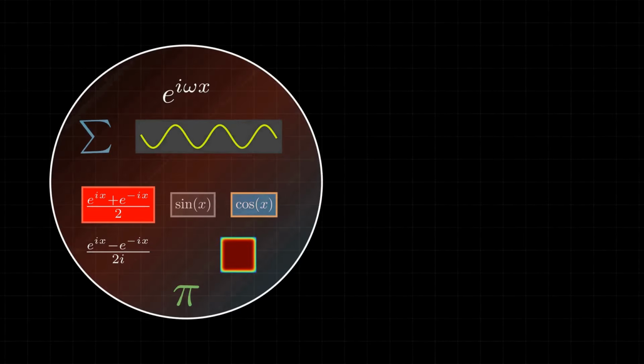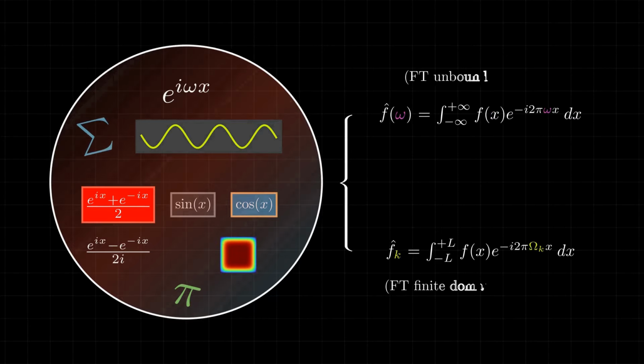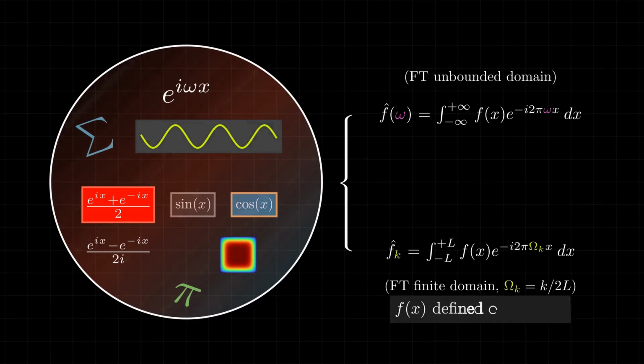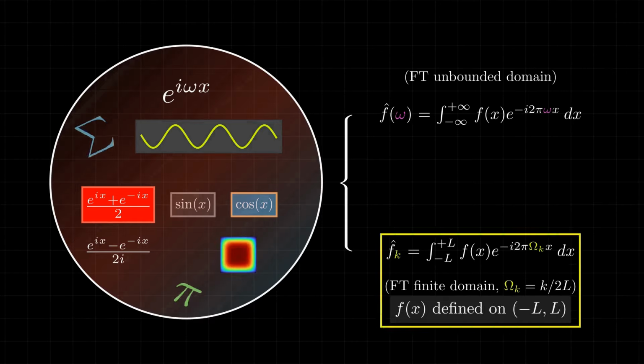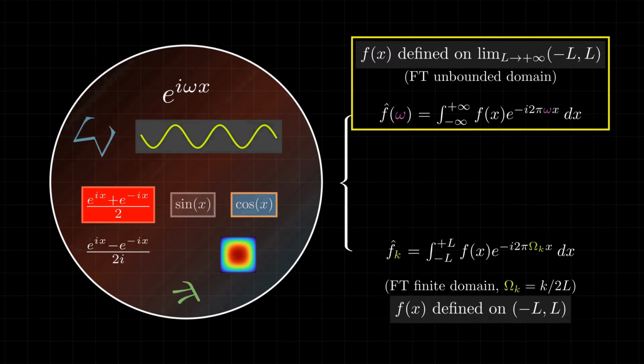In this section, we will talk about the origin of Fourier Transform. There are 2 versions of Fourier Transform. This one, on finite domain, is used when we only want to transform the function on the open interval from -L to +L. This one is used when we have the function f(x) defined on the whole real line, when we take the limit of the open interval as L goes to +infinity.